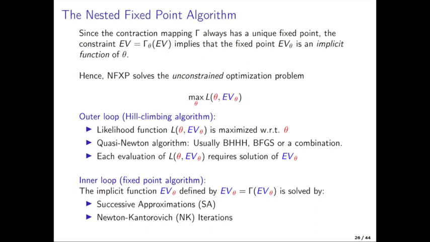Okay, so each evaluation really requires a solution of EV, so we need to think about how to do that. We all know how to do successive approximation. I kind of alluded to it in the previous slide. You start with a guess, you evaluate the Bellman operator, you put the output right back in, and then you do the VFI, the value function iterations.